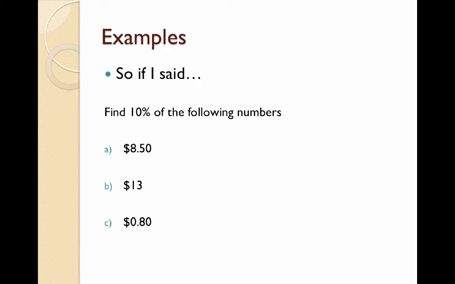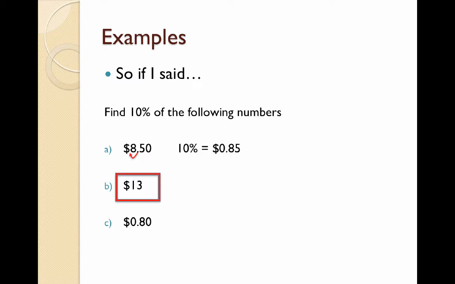Let's say I wanted you to find 10% of these three numbers. I'll start with $8.50 and I'll find 10% by moving the decimal point back one spot to the left. That's how you divide by 10. So 10% of $8.50 is 85 cents. But what if I want to find 10% of $13?